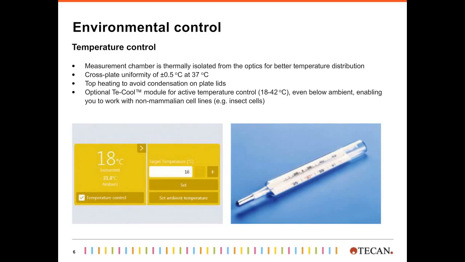We use a top heating foil to avoid condensation on plate lids, and most excitingly, we have the so-called Cooling module, which is the first air condition for a multimode reader, and this enables us to keep a stable temperature between 18 and 42 degrees over time. And this, of course, has a lot of important and interesting effects, but one example is that you can perfectly handle now non-mammalian cells which have a temperature optimum far below 37 degrees. For instance, insect cells belong to this group.